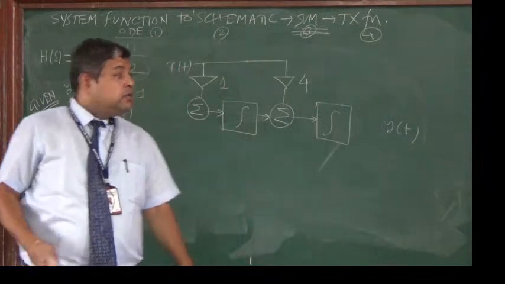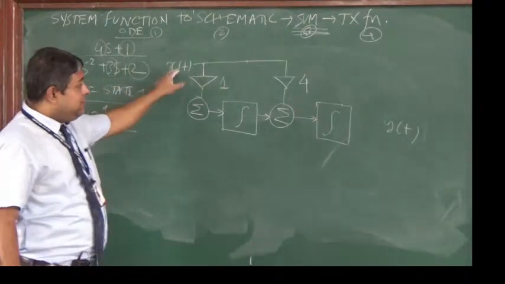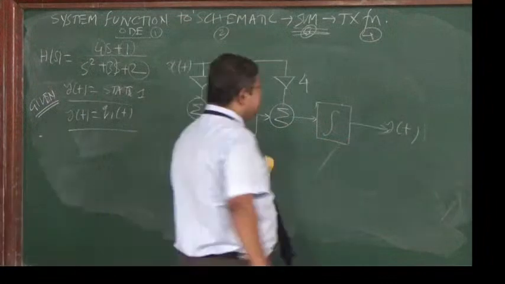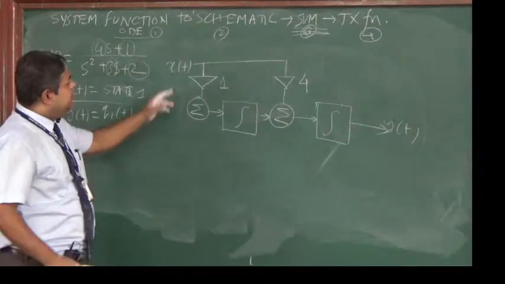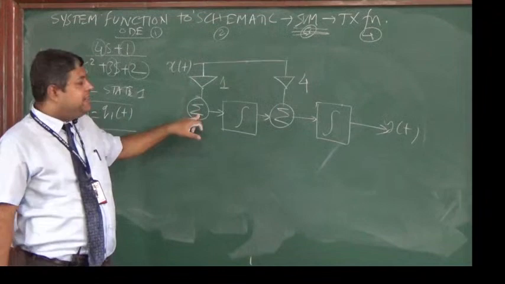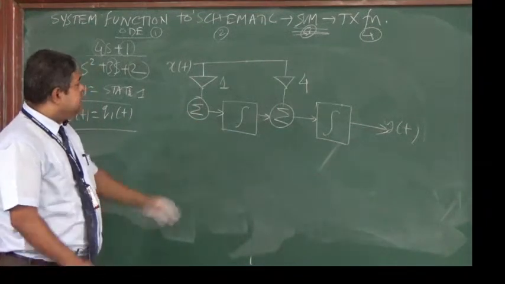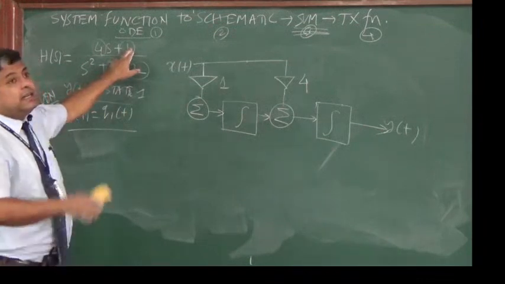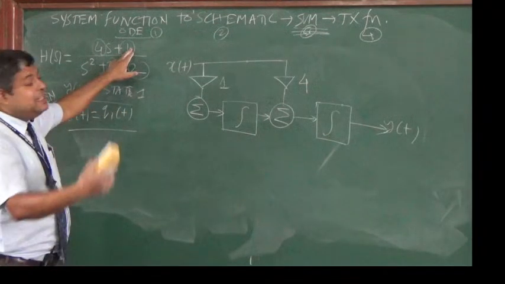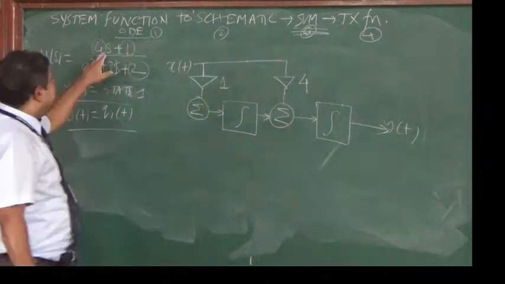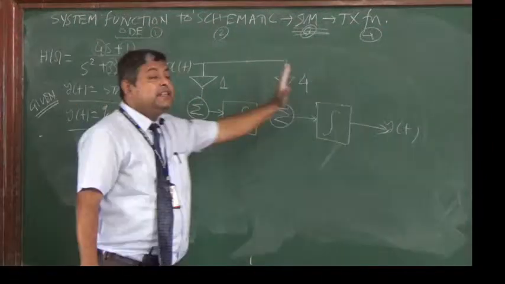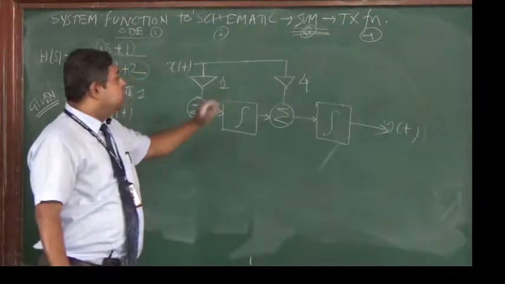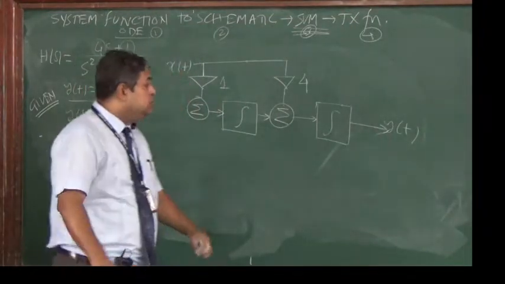Okay. So how did I draw it? First I took x(t), then I took y(t), and it is like this. And here from x(t) there comes an amplifier to an adder, and the adder goes to an integrator. So if this is 4s plus 1, whichever is the lower power of s will be written on the left side. Whichever has the higher power of s will be written on the right side. So if this is 4s plus 1, that means this will be 4 and this will be 1. So this is canonical form 2.